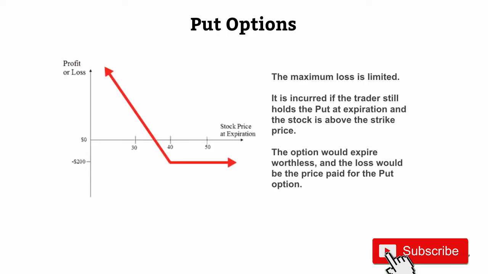The maximum loss, again, with long options is limited. It is incurred if the trader is still holding the put option at expiration and the stock is above the strike price. Okay, in this case, the option would expire worthless and the loss would be the price paid for the put option.